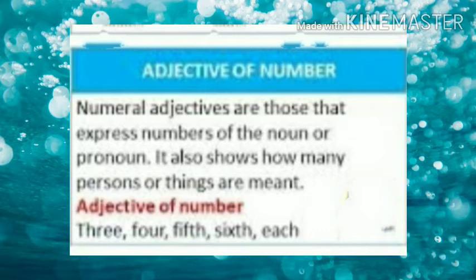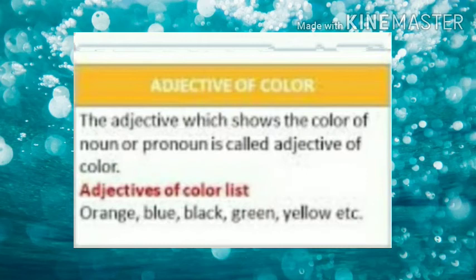And next we will move on to adjective of color. Whenever the adjective shows the color of a noun or a pronoun, we call it an adjective of color. For example, it is an orange color pen. It is an orange color book.